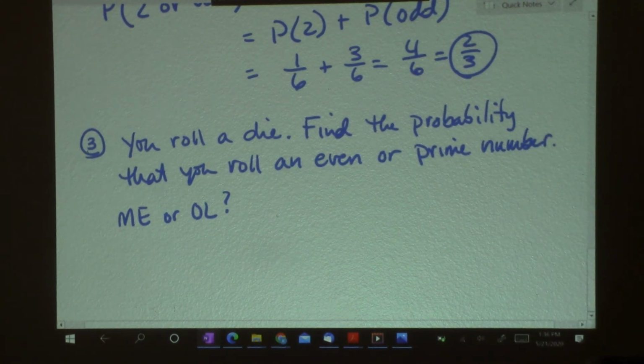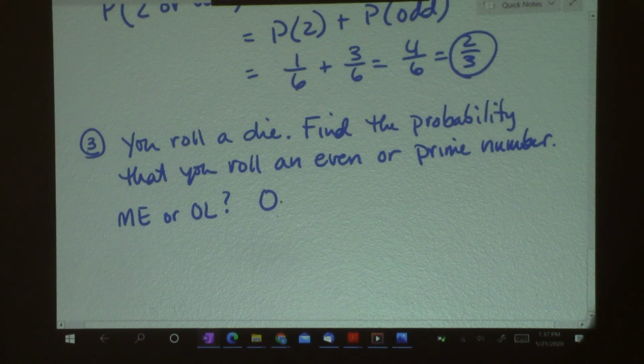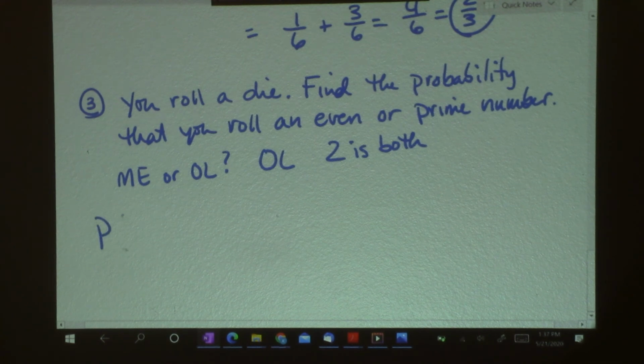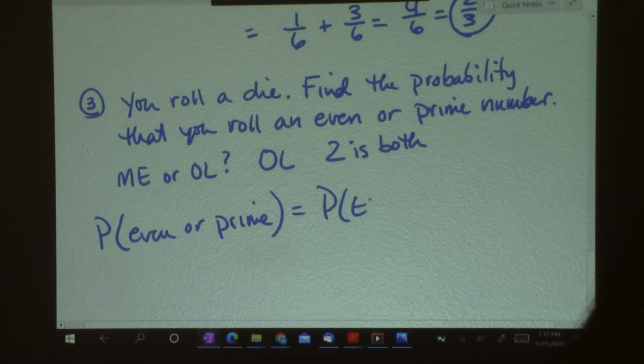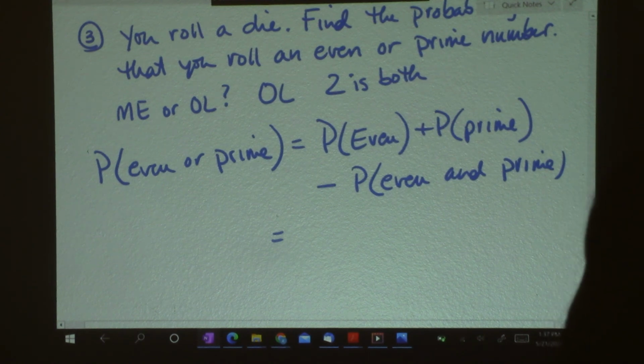Well, even numbers are 2, 4, and 6. What are the prime numbers? 1, 2, 3, and 5. So they both have a 2, so it's overlapping. 2 is both. So that means I'm going to have even or prime, I have to subtract. So I'm going to have the probability of rolling an even number plus the probability of a prime number, and then I'm going to subtract even and prime where they overlap. I don't want to count something twice.